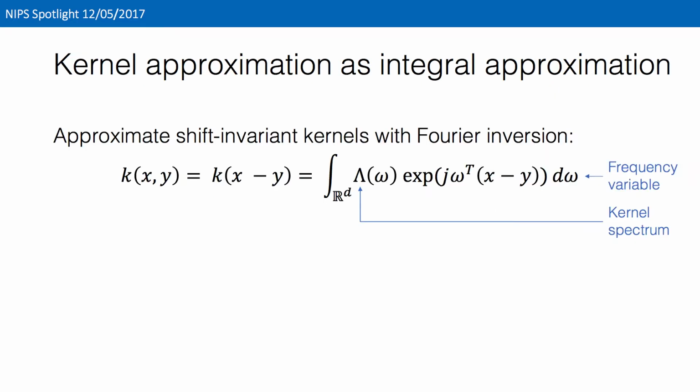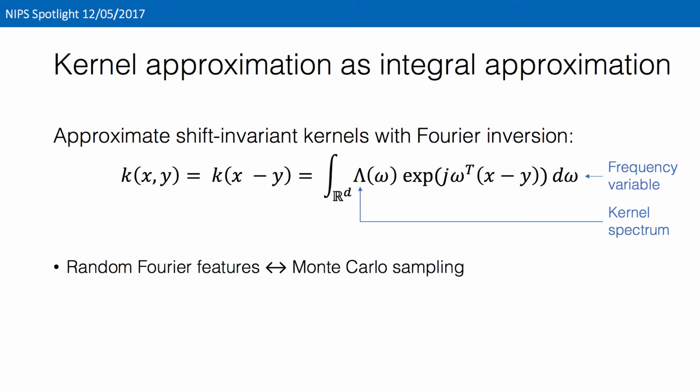In the case of shift invariant kernels, by Fourier inversion, we can write the kernel k(x minus y) as an integral of the kernel spectrum, here denoted by lambda, with omega being the frequency variable. Approximating this integral by finite sums yields an approximate feature map, and the kernel approximation error is exactly the integral approximation error. Approximation by random sampling yields the popular random Fourier features.